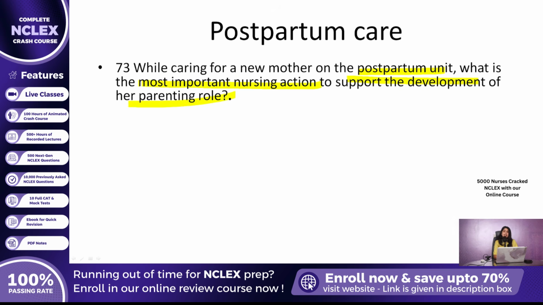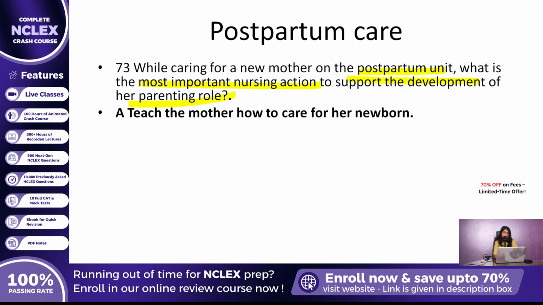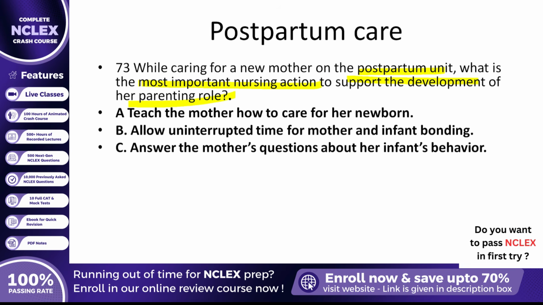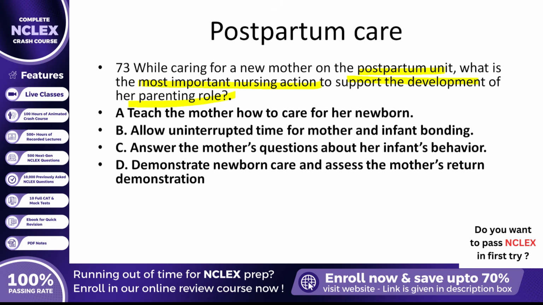The options are A. Teach the mother how to care for her newborn. B. Allow uninterrupted time for mother and infant bonding. C. Answer the mother's questions about her infant's behavior. D. Demonstrate newborn care and assess the mother's return demonstration. The correct answer is option B. Allow uninterrupted time for mother and infant bonding.